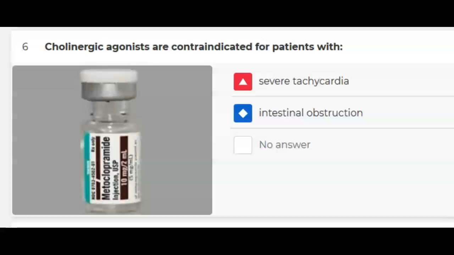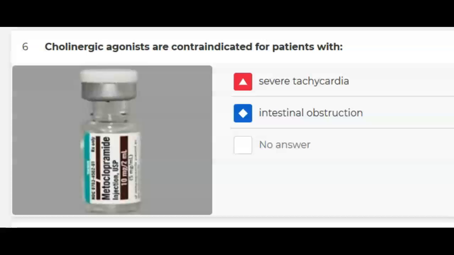Cholinergic agonists are contraindicated for patients with severe tachycardia or intestinal obstruction. So cholinergic agonists, I go back, cholinergic, I know I'm talking about my parasympathetic, and it's engaging those receptors. So I'm going to see the rest and digest process in the body. Knowing that rest and digest is what's going to be demonstrated by my body, is severe tachycardia or intestinal obstruction an issue? And the correct answer is intestinal obstruction, because if I'm in rest and digest and my body's trying to move through the contents of my GI tract, but I have a blockage, that's going to be problematic. It could actually lead to a rupture.